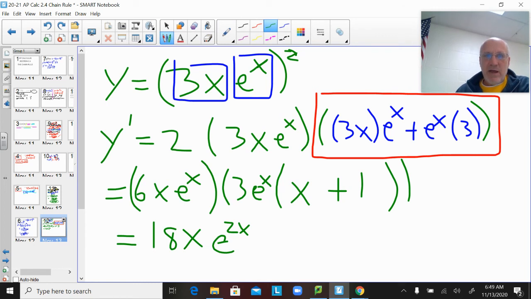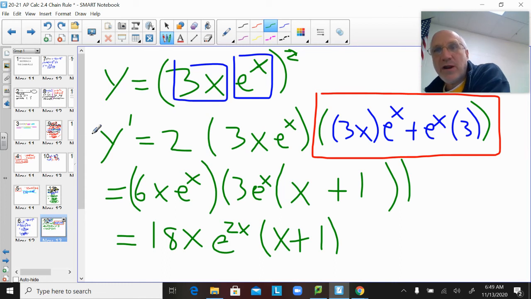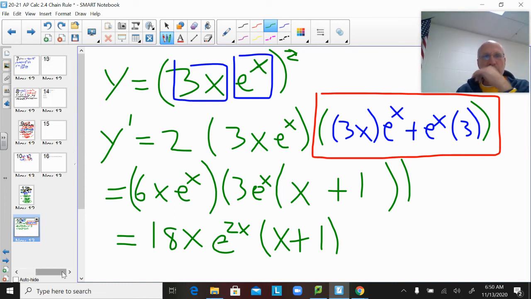And then I have x plus 1. So again, the important thing here to recognize is that the first function is a composite function. I had to start with the chain rule, and then along the way, while using the chain rule, I had to product rule it.